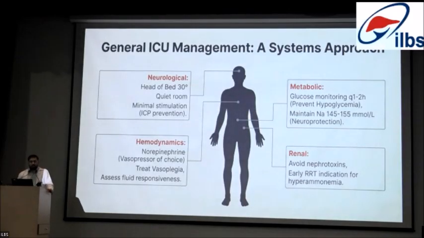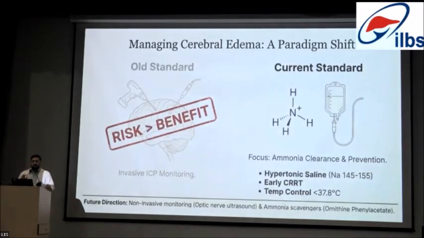I'll talk briefly about general management. As we all do, neurologically, head end raised to 30 degrees, a quiet room with minimal stimulation. Metabolically, we prevent hypoglycemia, neuroprotection is done, avoid nephrotoxins, and treat vasoplegia. So I'll talk about the questions one by one.